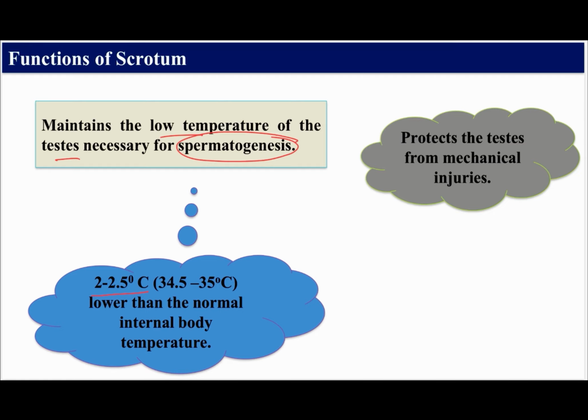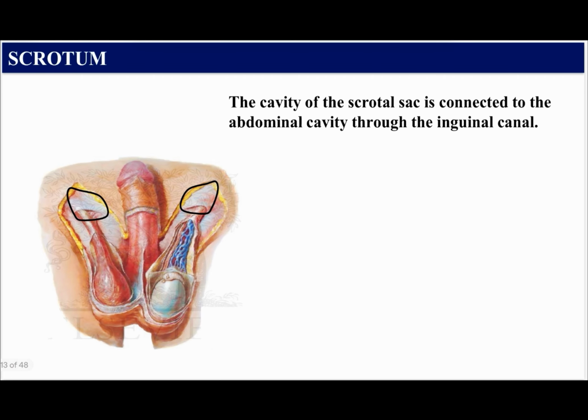And the scrotum also protects the testes from mechanical injury. Now, the cavity of the scrotal sac is connected to the abdominal cavity through the inguinal canal. So the scrotal sac, which contains the testis, is connected to the abdominal cavity through the inguinal canal. Understand?